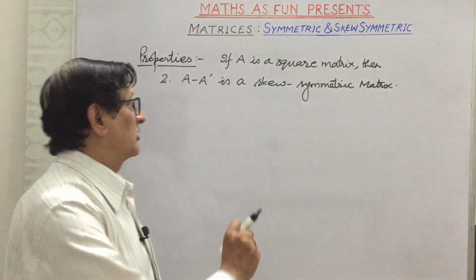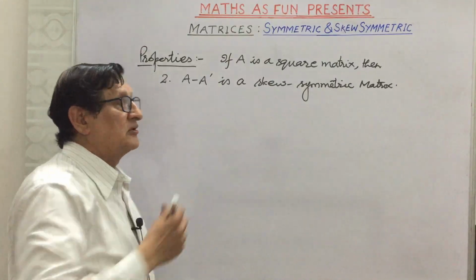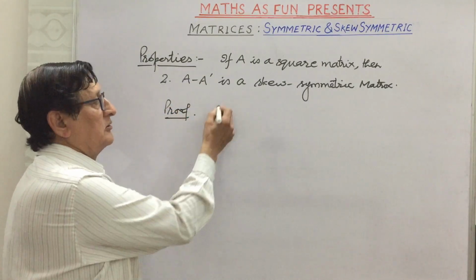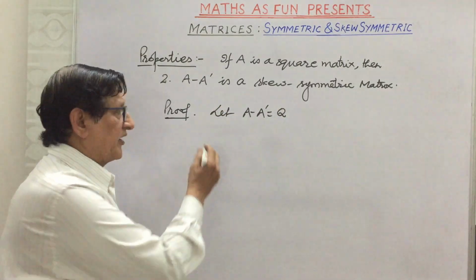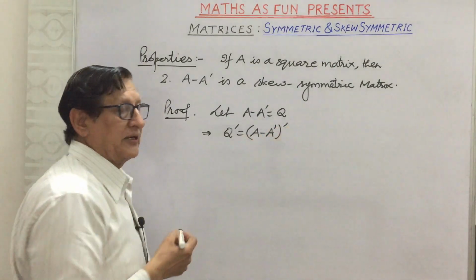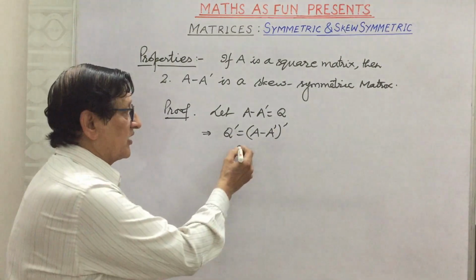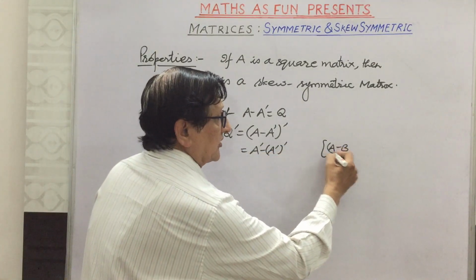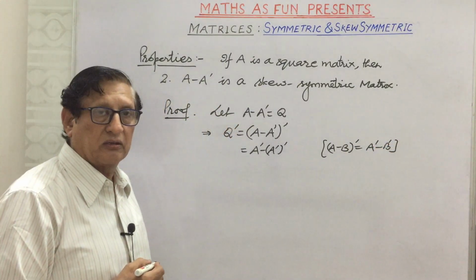The second property or theorem for a square matrix A is that A minus A dash is a skew symmetric matrix. For the proof of it, we consider that A minus A dash suppose is equal to Q. Then we find Q dash. Q dash will be dash of A minus A dash, that is transpose of A minus A dash. We can write this as A dash minus A dash dash, because we know that the transpose of A minus B is equal to transpose of A minus transpose of B.